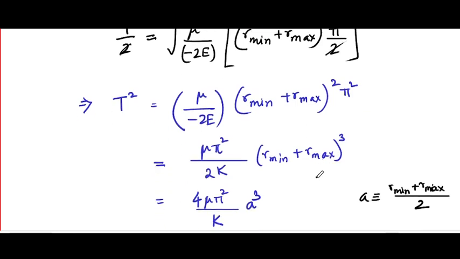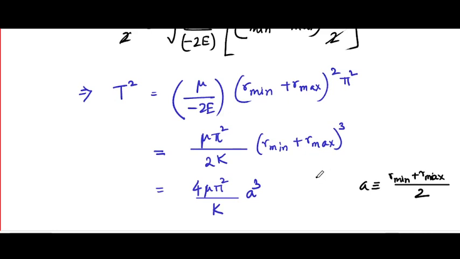Since Rmax plus Rmin for an elliptical orbit, the kind of bound orbit that the Kepler potential has, is actually twice the semi-major axis. So A is Rmin plus Rmax over 2. This expression is simply T square is 4 mu pi square A cube over K. So this is the famous Kepler's third law. T square varies as A cube.